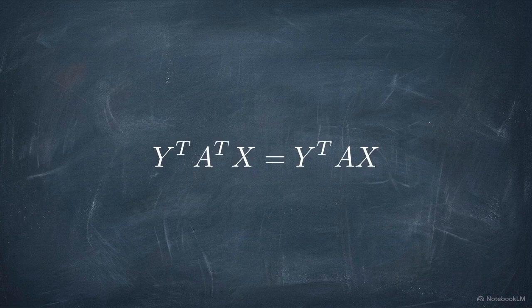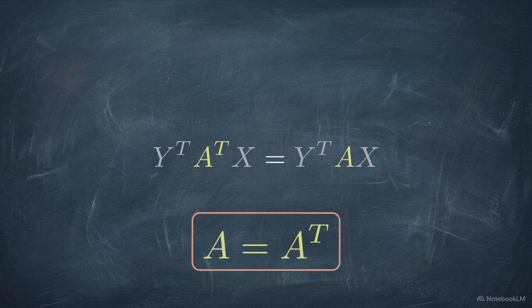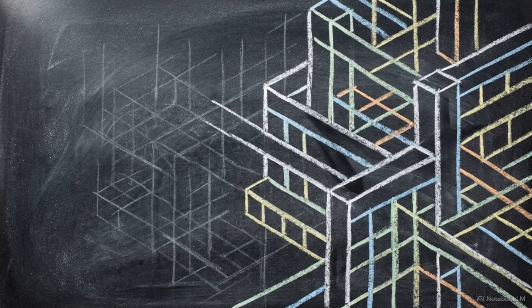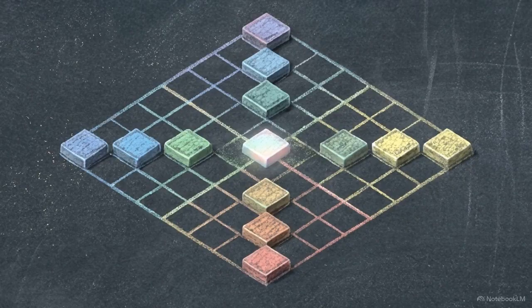When we distribute that transpose operation inside the brackets, the order of the matrices reverses. We get Y transpose times A transpose times X. For this to equal our right side, the interior matrix A must equal its own transpose. The algebra proves a direct structural link. A bilinear form is symmetric if and only if the matrix representing it is a symmetric matrix.